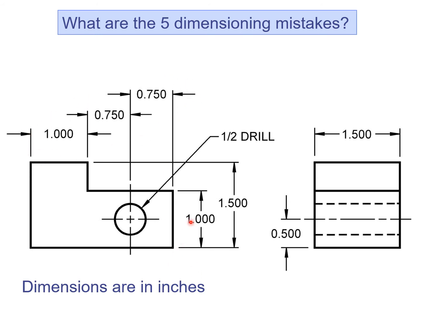Another mistake that stands out is we're missing the diameter symbol, right? So instead of using drill, we would use the diameter symbol. Another mistake that we see here is we don't dimension to a hidden feature. So this 0.50 should go in the front view to locate the center of the hole with respect to the bottom datum. Okay, any other mistakes? I think we got them all. Okay, so let's take a look at the next slide.